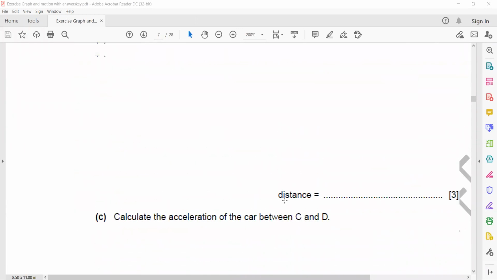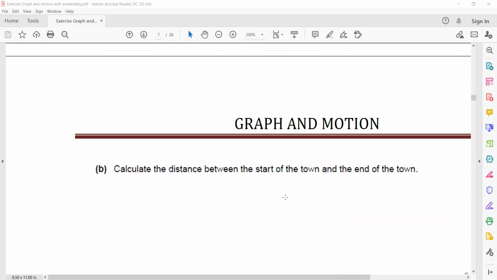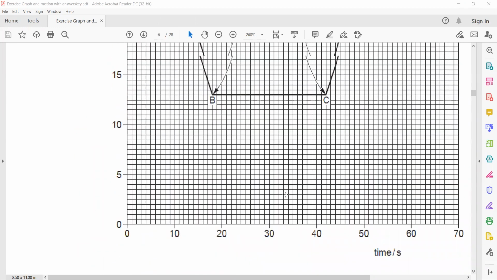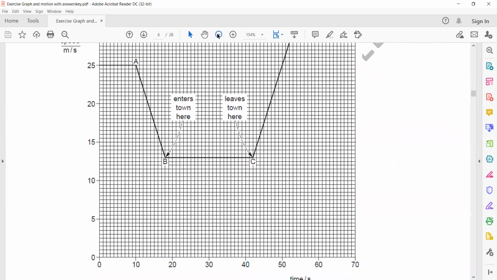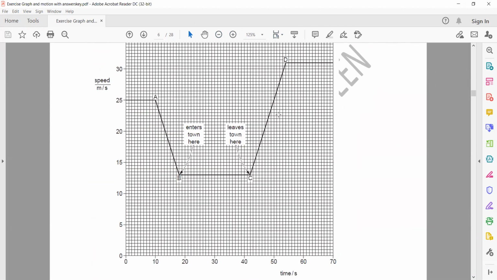Then calculate the acceleration of the car between C and D. So we have to calculate the acceleration of the car from C to D. And again, it's a straight line. So if it's a straight line, we can use the formula that acceleration is the final velocity minus the initial velocity, divided by time. So first we'll find the speed at D, the speed of the car.